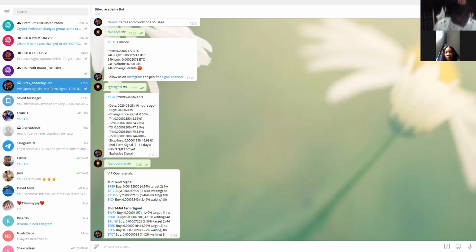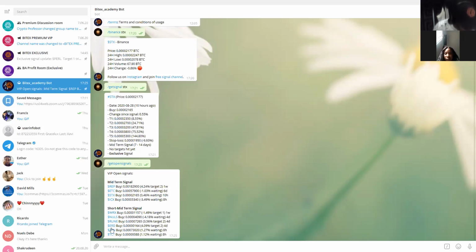Now you can see ETH. We posted this coin 6 days ago, it has never hit any target and is currently below the original price that you are trying to buy it at, which is minus 1.03%. Are you getting my point? You can see this STS. We posted it 10 hours ago and it has never hit any target, and it's still currently at 0.46%. So you can check all the other ones now.